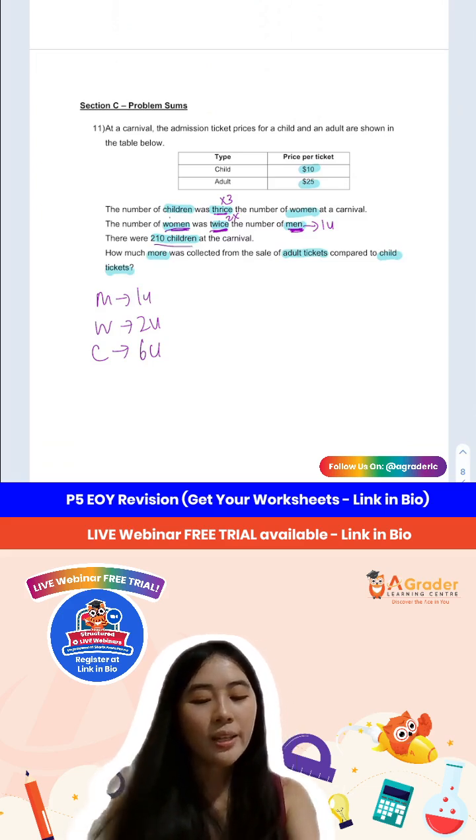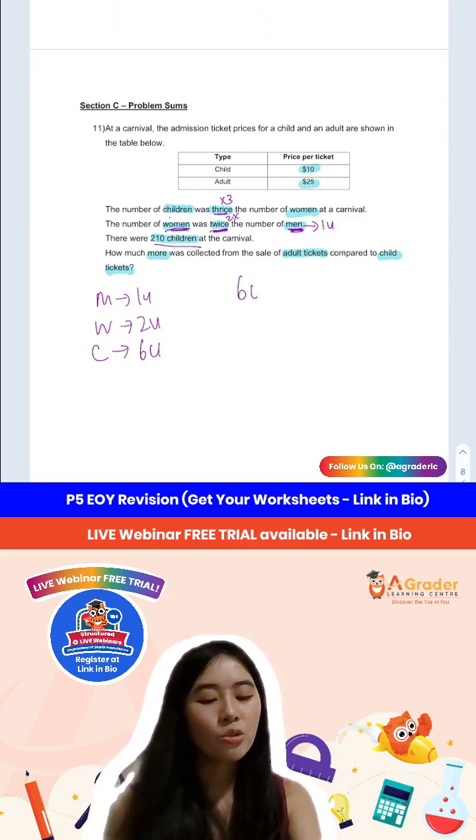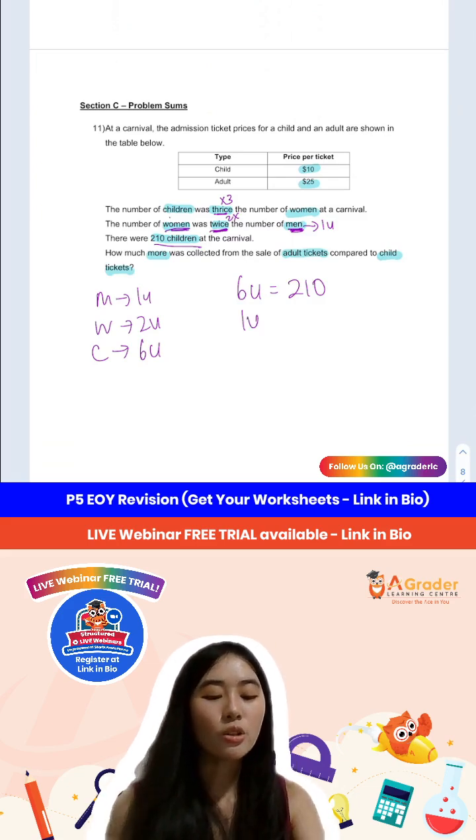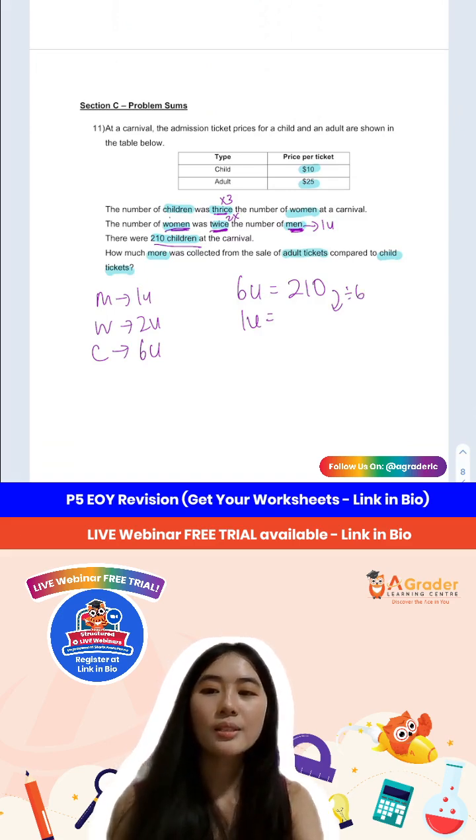Okay, now, then they tell you there's 210 children. So you know that 6 units equals to the 210 children. After that, of course, you have to find 1 unit. 1 unit is 35.